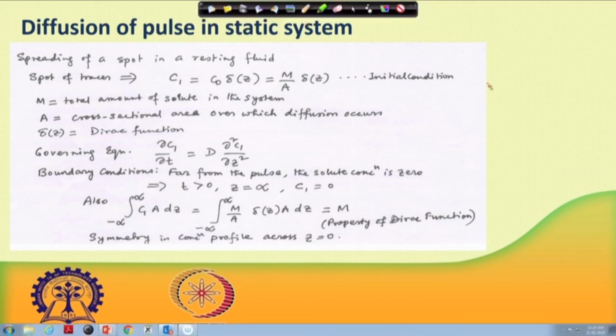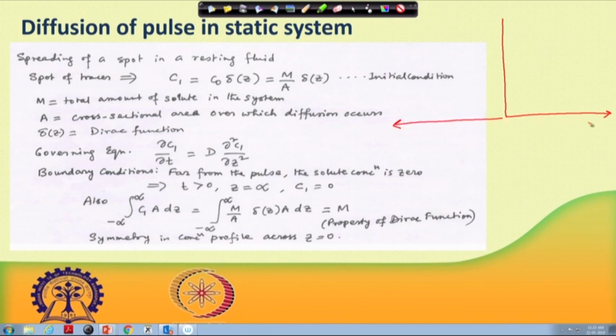Suppose I have, this is the concentration versus distance. Let us say we treat this as a one dimensional problem. That means, this is z tending to plus infinity, and this is z in the minus direction. This is the origin, this is tending to minus infinity, and this is tending to plus infinity, and here we are plotting, let us say, concentration.